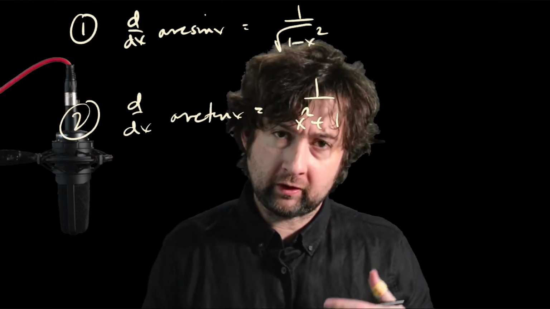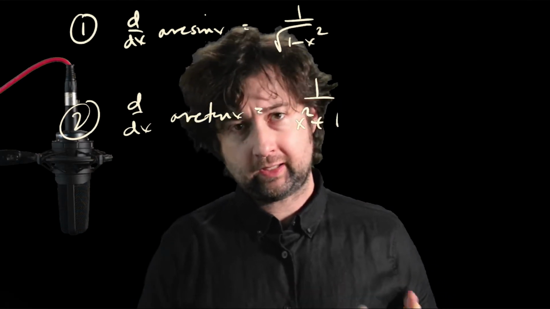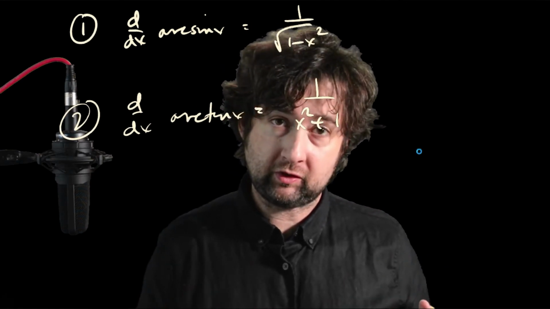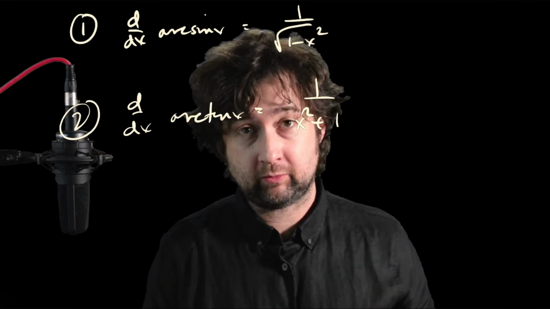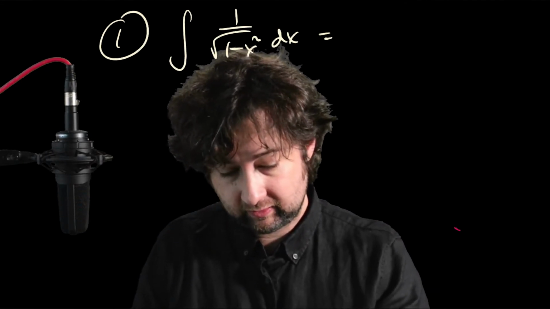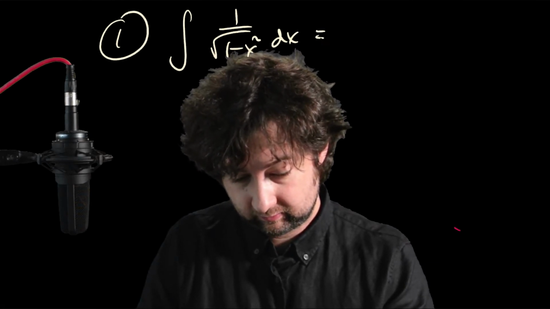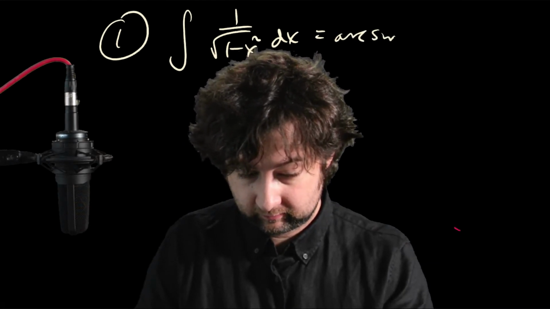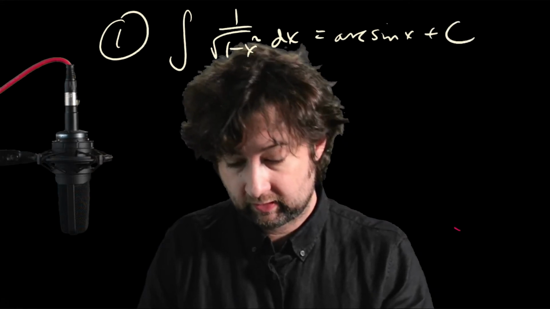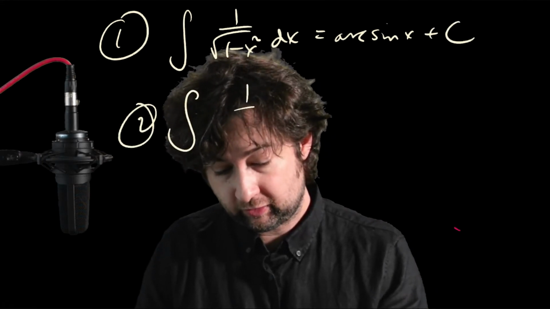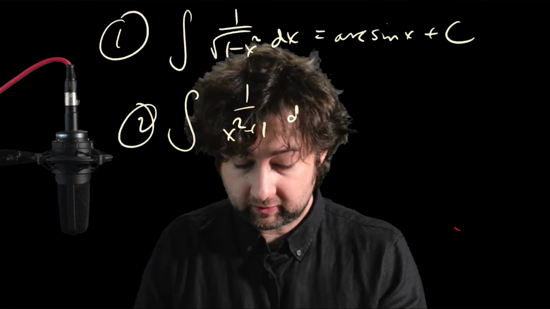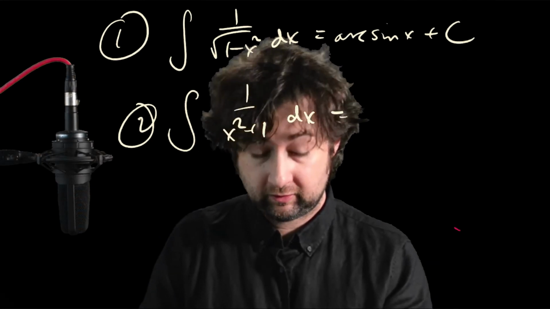The other 4 inverse trig functions you can find in a table in the textbook, and I'm sure you'll be asked to use them there, but they're related and very similar. If we know the derivatives, we know the integrals. Corresponding to the derivative of the arcsine, the integral of 1 over the square root of 1 minus x squared dx is the arcsine. And the integral of 1 over x squared plus 1 is equal to the arctangent.